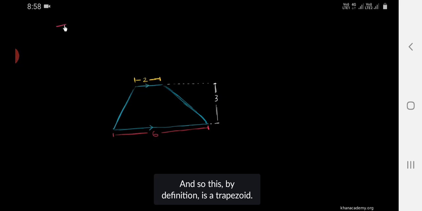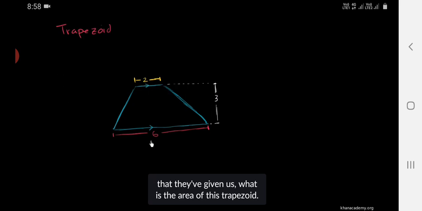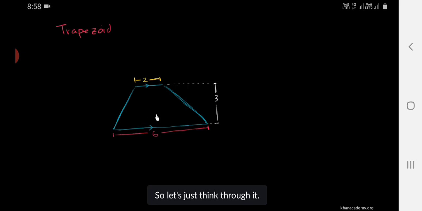by definition is a trapezoid. Trapezoid. And what we want to do is, given the dimensions that they've given us, what is the area of this trapezoid? So let's just think through it.